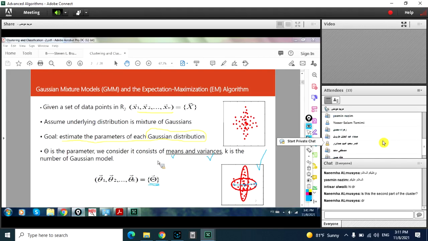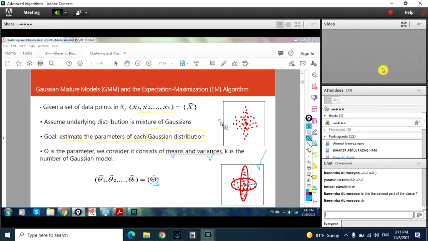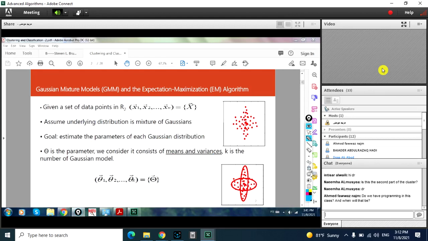Another thing is that we must know the number of distributions. For example, in this data, we know that we considered two classes. Then, for the distributions, we must consider two means and two variances. Our goal is clear. For example, this is the data.